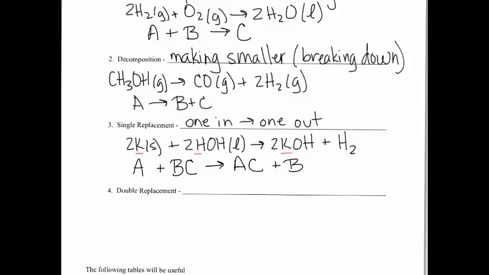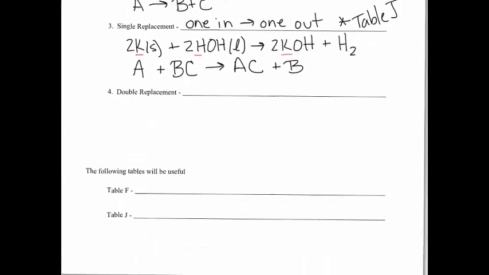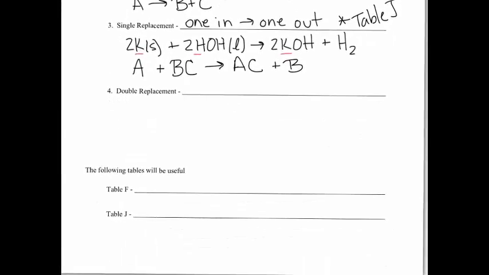Now, this can actually get more complicated, and we're going to get into this more when we do some examples. But in order to predict whether or not this will happen spontaneously, we're going to use table J. So if you look down at the bottom here, there's a spot for us to fill in what table J is for. Table J is used to predict spontaneous or not.